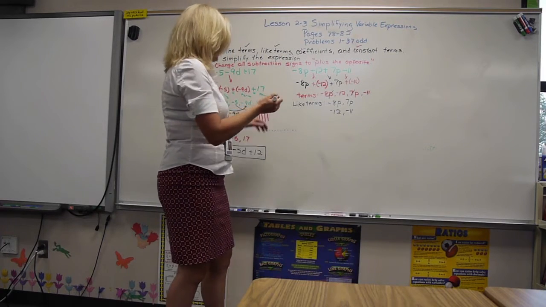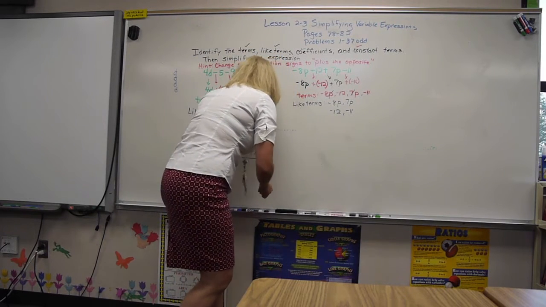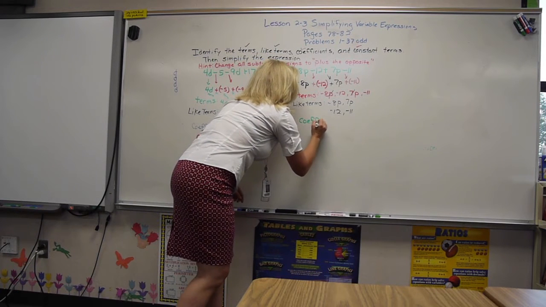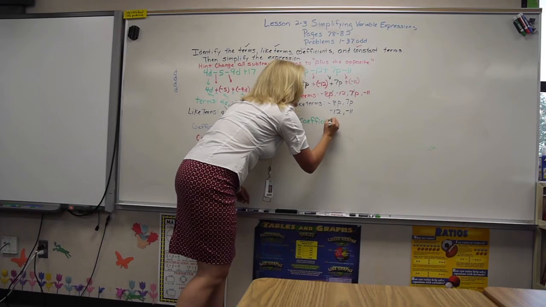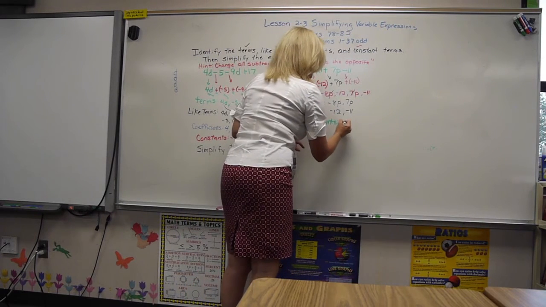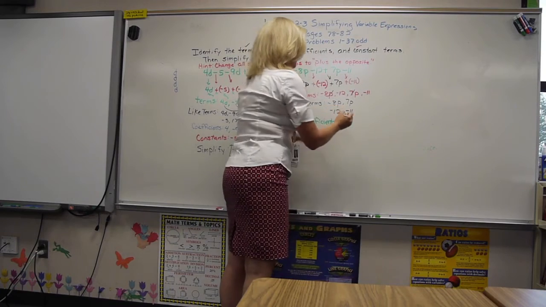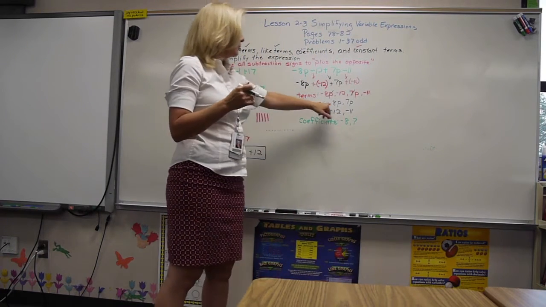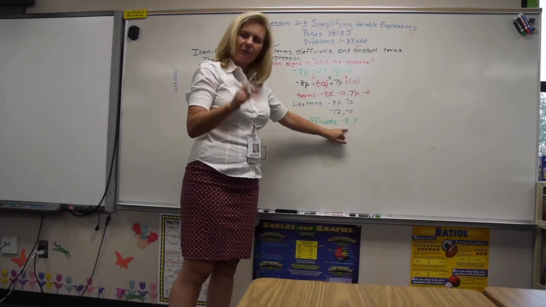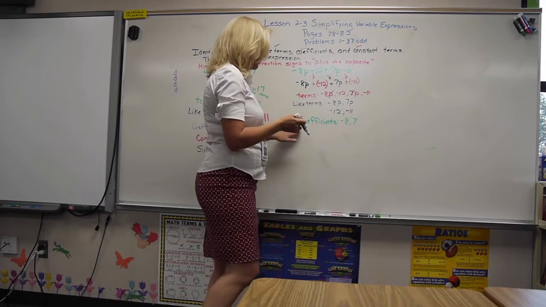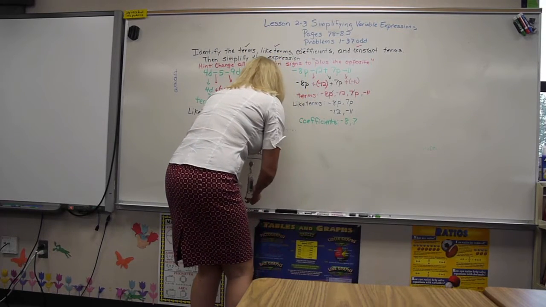So then when I want to do my coefficients, that's what's attached to the variable. I have a coefficient of -8 and a coefficient of 7. Now notice I left the variable off. If they're asking for the coefficient, it's only the number. It's not the variable. And then they're going to ask me for the constants.